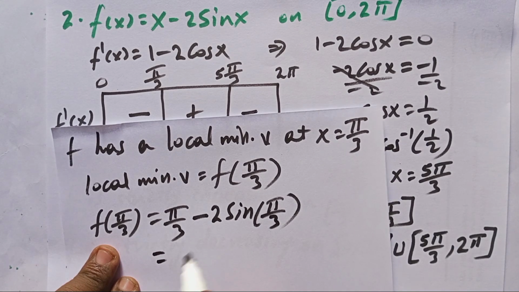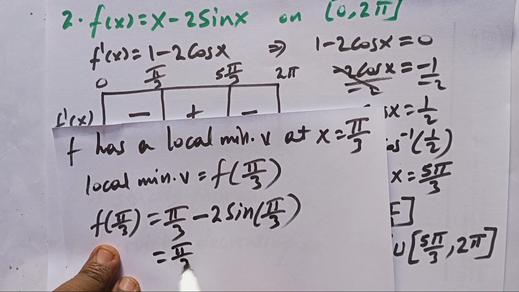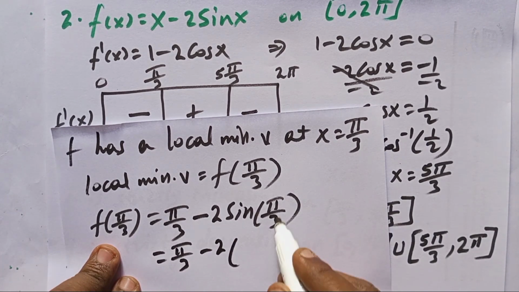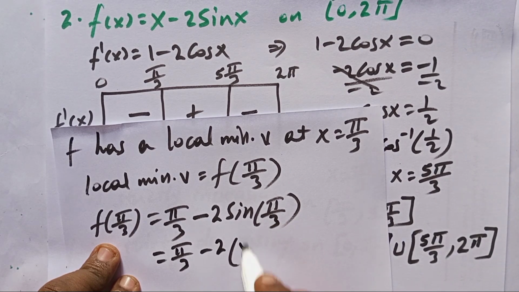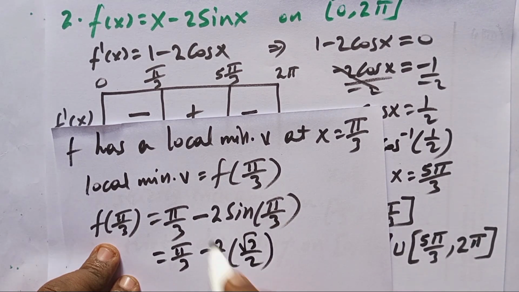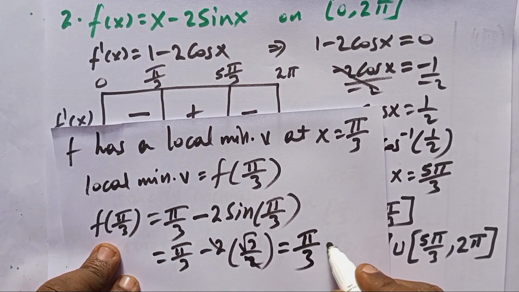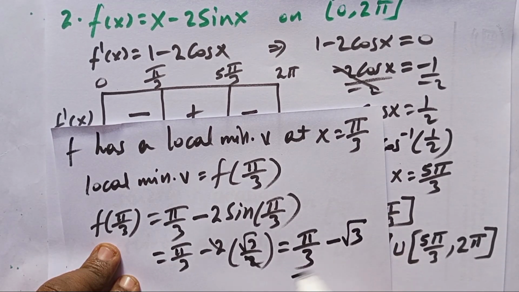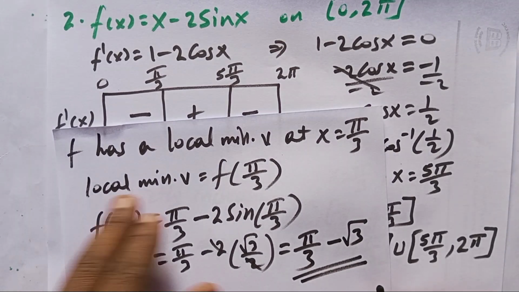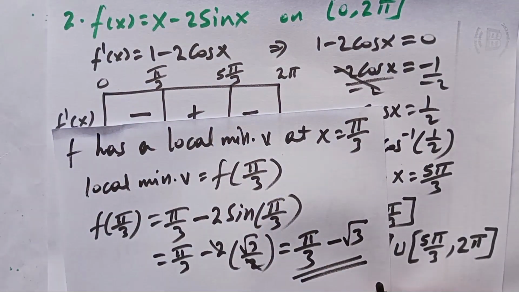Okay, from this we have what? Pi over 3 minus 2 times sine 60 degree, which is root 3 over 2. Here 2 by 2 cancel out. So this one, pi over 3 minus root 3, is the local minimum value of this function.